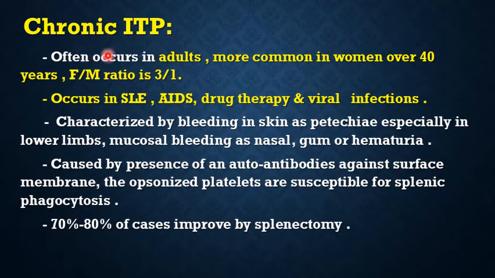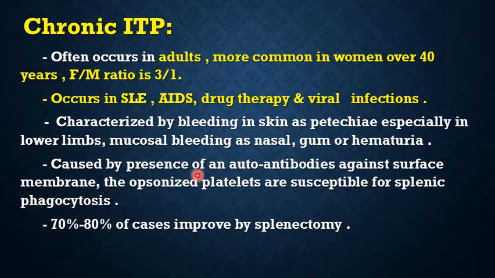Chronic ITP often occurs in adults, more common in females, more than 40 years. The female to male ratio is about 3:1. This more commonly occurs in systemic lupus erythematosus, in autoimmune disease, in AIDS patients, sometimes as a side effect of certain drugs, or might be due to viral infection or follow viral infections. It is also characterized by bleeding in the skin, petechiae or purpura in the lower limb, mucosal and nasal bleeding, or in the gum, or the patient develops hematuria.